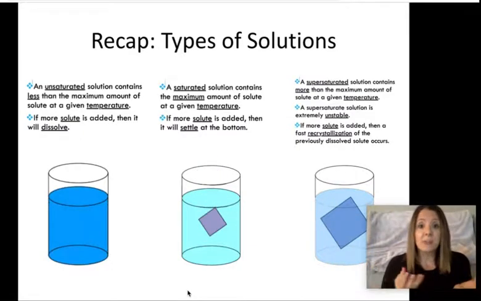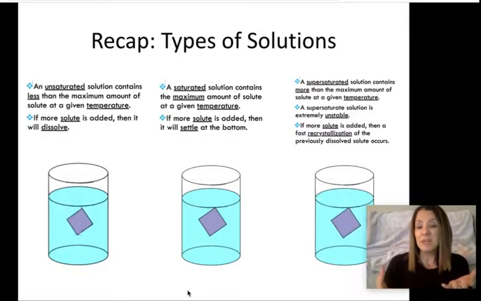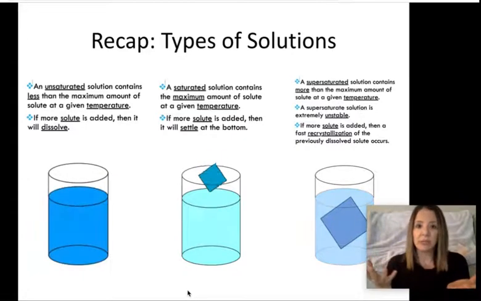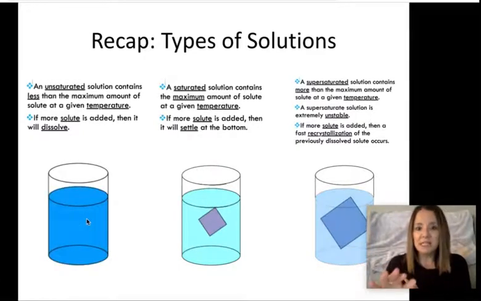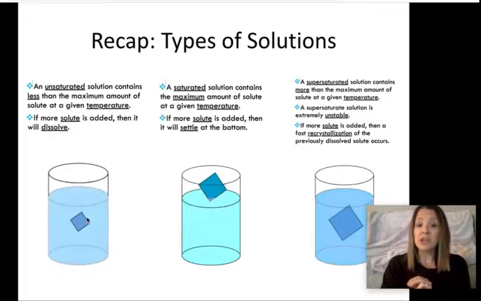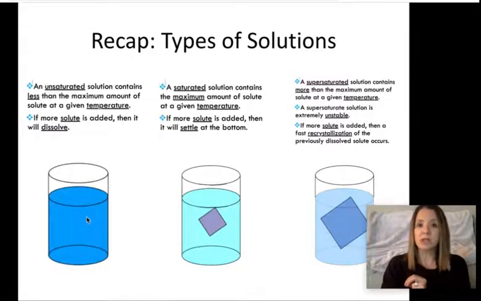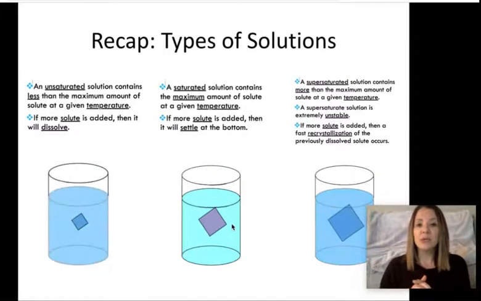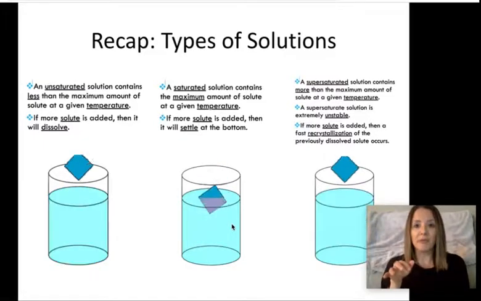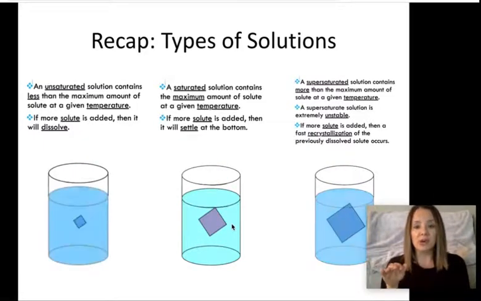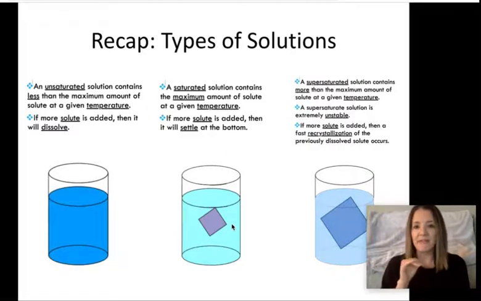How will you know what type of solution you have if I give you a beaker of clear, transparent liquid in front of you? If you add a little bit of solute to this beaker and your solute dissolves, then you know that you had an unsaturated solution, meaning that your solvent is capable of holding more solute at that particular temperature. A saturated solution is one in which when you add some extra solute, the solute will just sit at the bottom of the beaker, no more of it will dissolve. Okay, so you'll see a little bit of that.